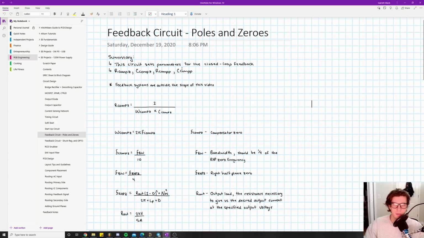Like I said, this circuit sets parameters for the closed loop feedback. Going back to the poles and zeros, we actually use resistor and capacitor values to set our desired poles and zeros of our system. What that looks like is we have these four major components: R comp Z, C comp Z, R comp P, C comp P. Hopefully you can put these together and realize Z is zero, P is pole. So these resistor and capacitor values set the poles and zeros of our feedback loop.